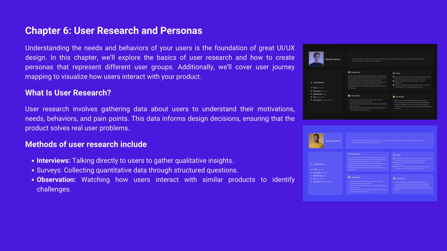With the help of the user research, we can now create what is called the user persona. From that user persona, we're going to now create a design to solve all the problems that are listed on the user persona. What is user research? User research involves gathering data about users to understand their motivations, needs, behaviors, and pain points. That's the problems now, which is termed as pain point. This data informs design decisions, ensuring that the product solves a real user's problem.